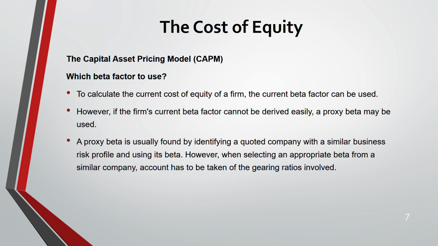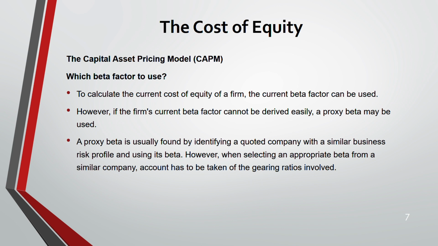Proxy beta means you get a similar company to you. Maybe for your company the beta is not given, but in the question they will give you a similar company. Do not ask me this question later on, ma'am: what if they do not give a similar company? No, there is no way. They will give you this for your company or that company. Otherwise, how are you going to find that beta factor? Without beta factor, you cannot proceed. You cannot go ahead. And they will give you a proxy beta.